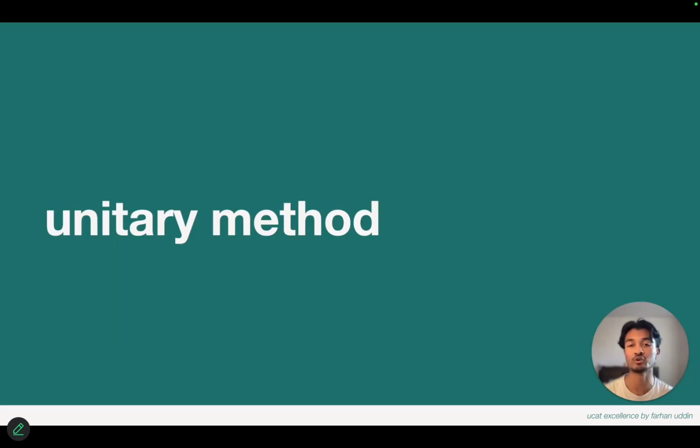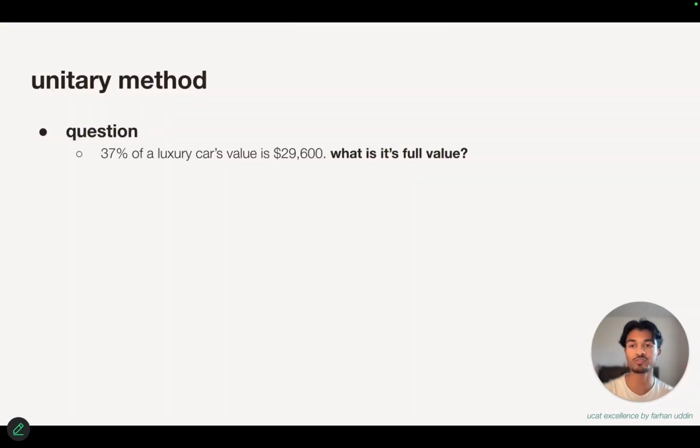Now, let's go into the unitary method. So we're going to begin with this question. I want you to pause the video and try and get this question as quickly as you can. So now that you've had a go at this question, let's break down in excruciating detail how to actually go about a question like this so that we can understand how to go about it quickly.